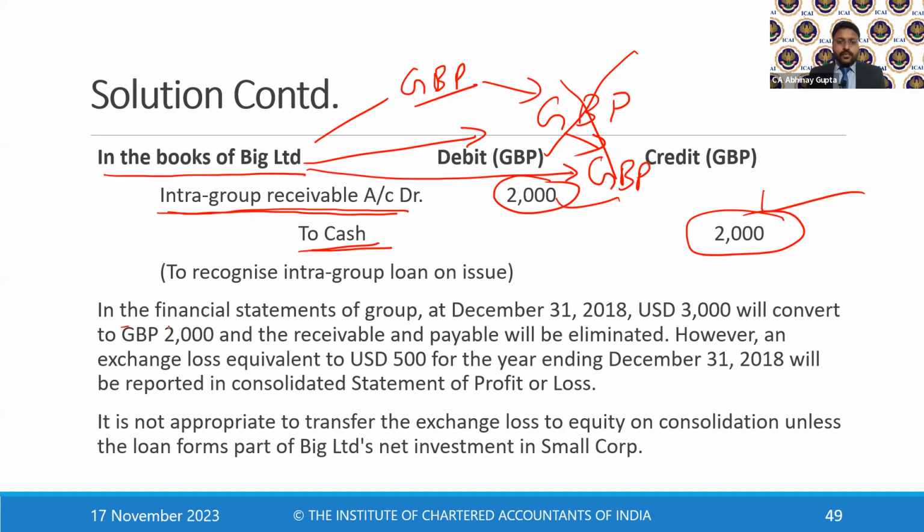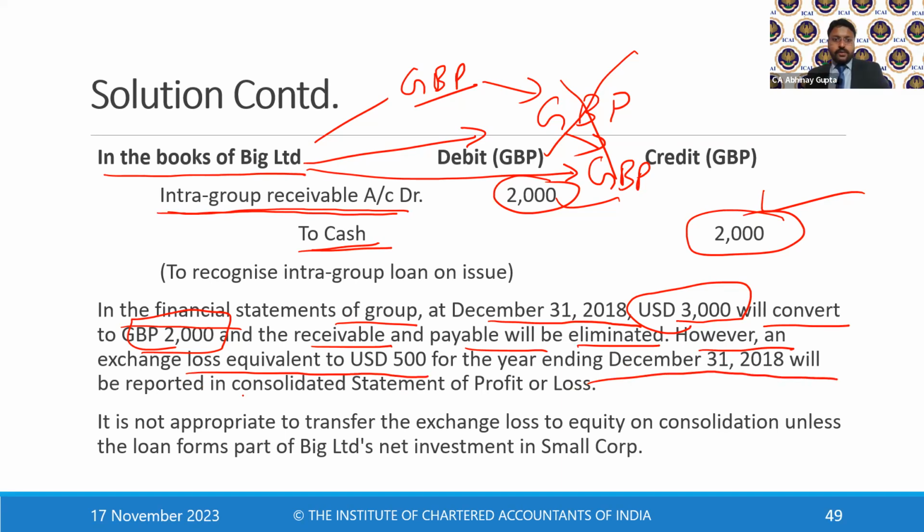In the financial statements of the group at December 31, 2018, USD 3000 will convert to GBP 2000, right? And the receivable and payable will be eliminated. However, an exchange loss equivalent to USD 500 for the year ended 31st December 2018 will be reported in the consolidated statement of P&L, right? So exchange gain or loss will be reflected in the consolidated financial statements because there is a real risk to transfer the GBP. Correct?